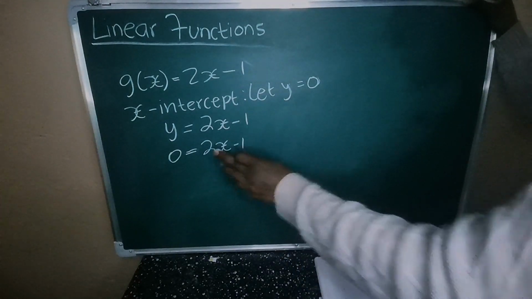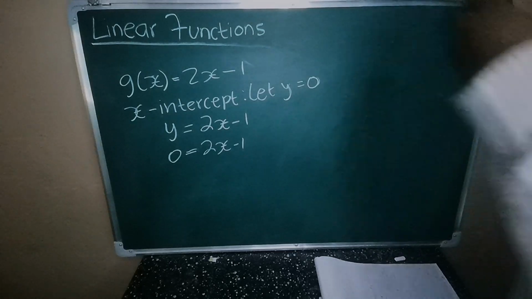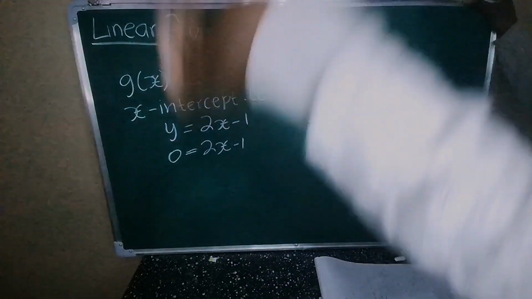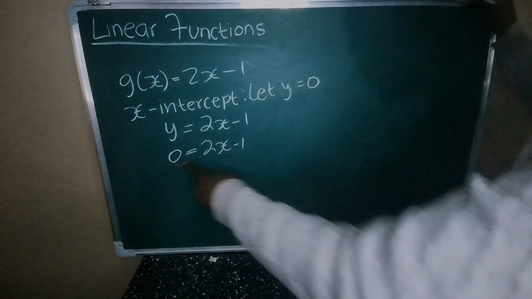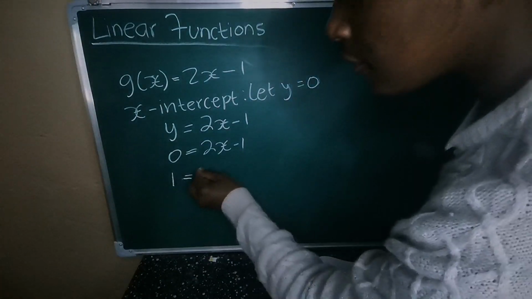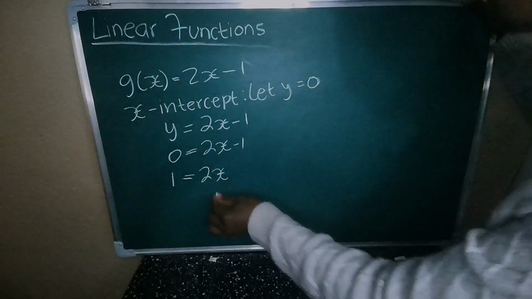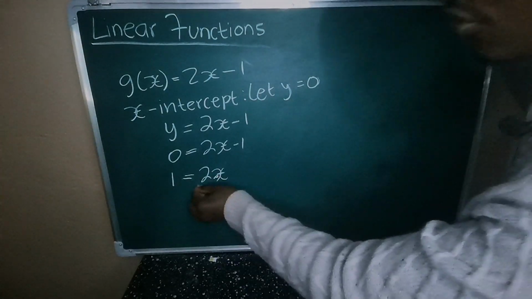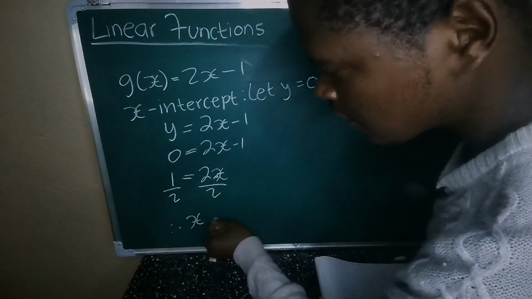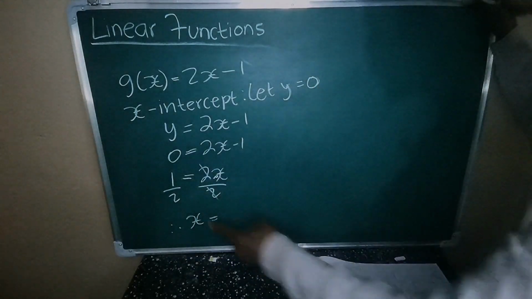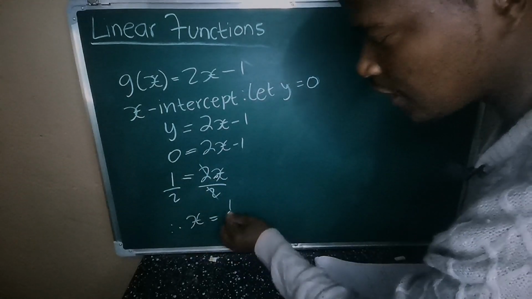0 is equals to 2x minus 1. Then solve for x. Whatever you have with x, we keep on that side, and the negative 1 we transpose it to the left. It goes 0 plus 1, so 1 equals 2x. Then divide by 2. Therefore x is 1 over 2.